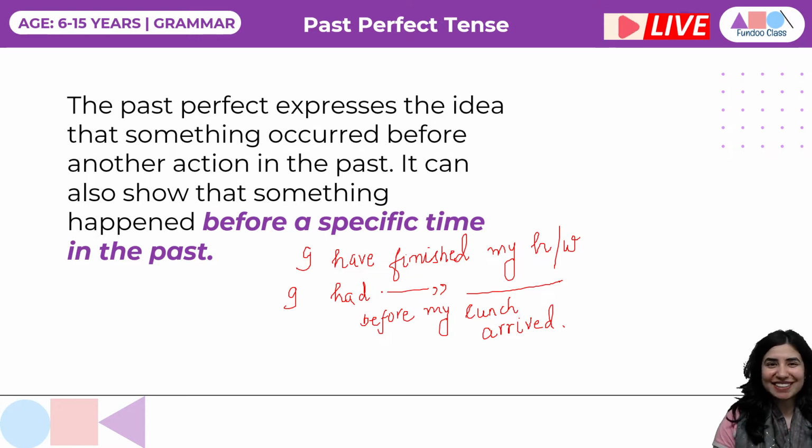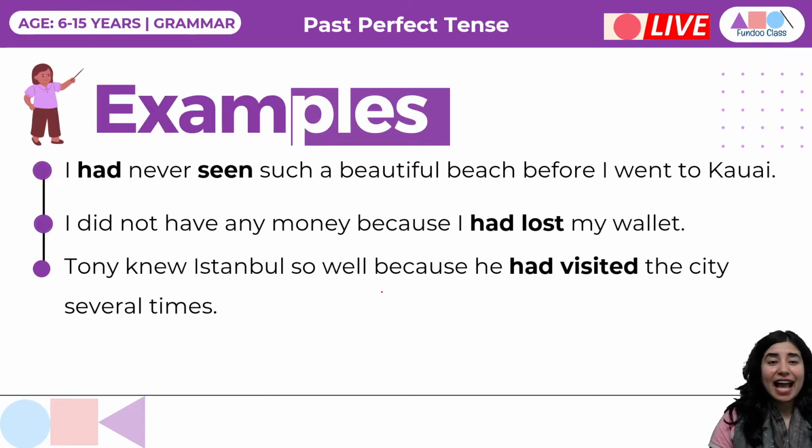So I'm sure we are sorted. Let's move. And there's so many examples. So I'd never seen such a beautiful beach before I went to Kauai. So it's a beautiful place. Before I went, can you see this, right? I did not have any money because I had lost my wallet. Tony knew Istanbul so well because he had visited the city several times. So these are few examples where we are using past perfect tense. See, examples are always important. The more you put focus on examples, the better clarity in terms of concepts you will get, right?